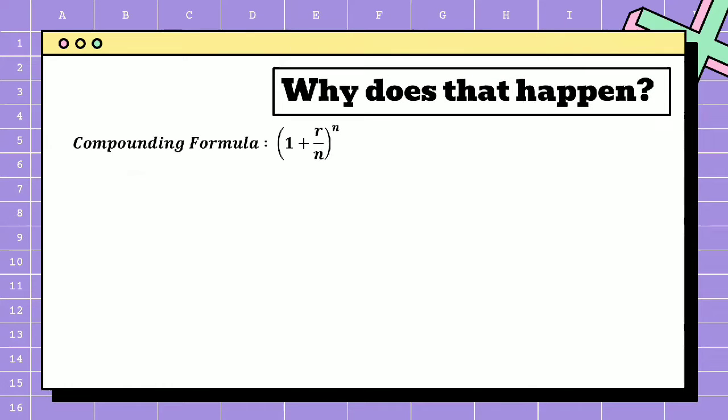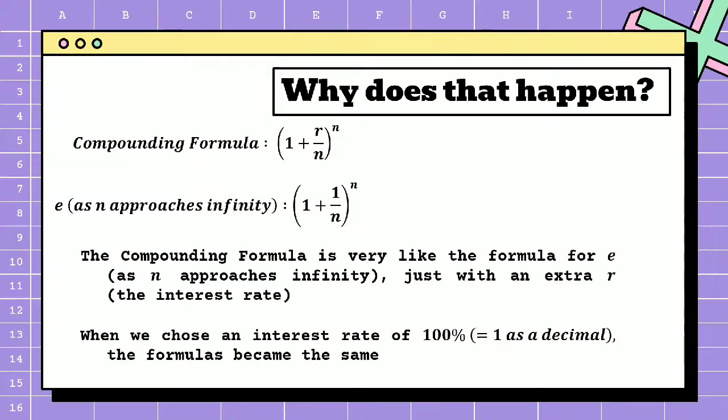Why does that happen? Because the compounding formula is very like the formula for e as n approaches infinity, just with an extra r, the interest rate. When we choose an interest rate of 100%, the formulas become the same.